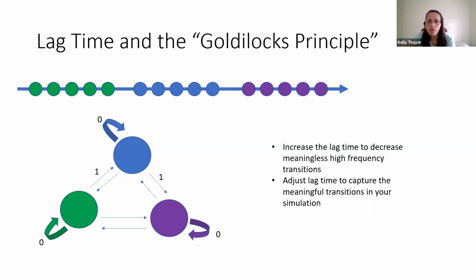So if we increase the lag time to be too long, let's say we made the lag time 15, that would be as long as the simulation. We would go from green to purple, right? That would be too large because we would miss out on the transition of green to blue and then blue to purple. And as we talked about, if we had a lag time of 1, that would be too small because we would have too many self-transitions. So we want to adjust the lag time to capture the meaningful transitions in the simulation that we're trying to use.